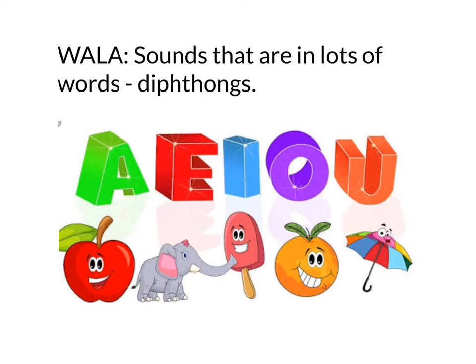We are learning about sounds that are in lots of words. Today we're going to learn about diphthongs. A diphthong is when there are two vowels joined together inside a word, and we're going to talk about the sounds that these diphthongs make.